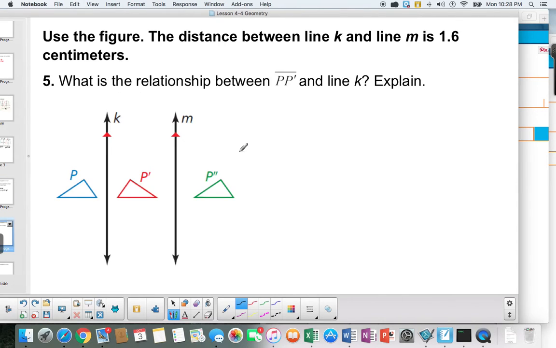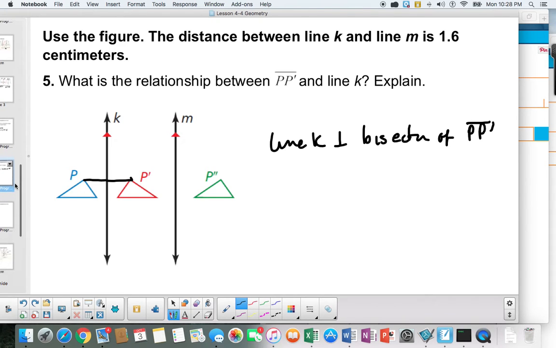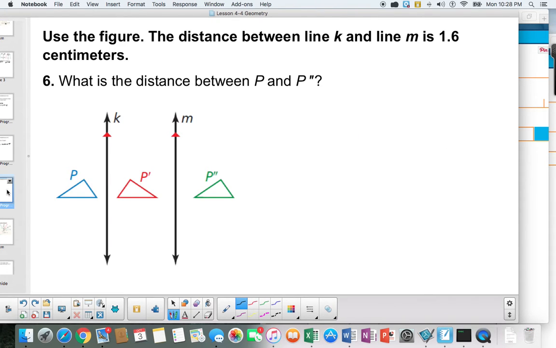Okay, what is the relationship between P prime and K? Line K is the perpendicular bisector of P prime. That's the nature of a reflection. Okay, what's the distance between P and P double prime? Well, we know that this distance is 1.6, so this distance from here all the way here will be double, 3.2.